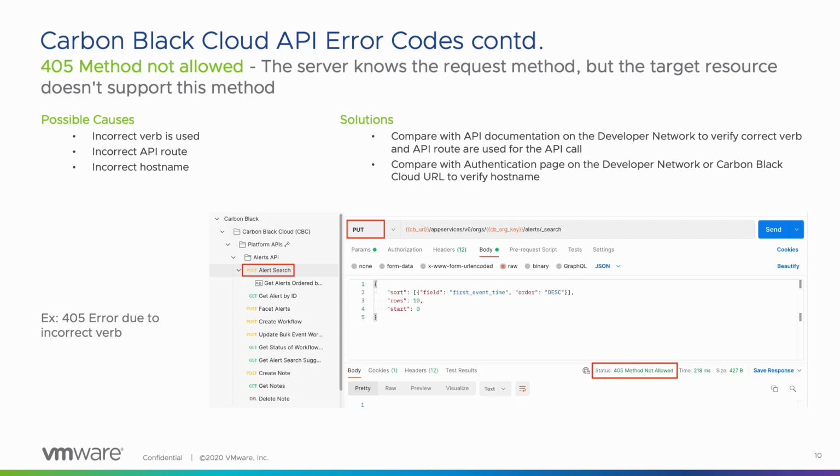Potential solutions for this error type include verifying the correct verb and route by comparing with the API documentation on the developer network, and verifying the correct hostname by comparing with the authentication page on the developer network or the CBC URL. The example shown here is caused by incorrect verb usage. The alert search API requires a post method, but the put method has been selected.